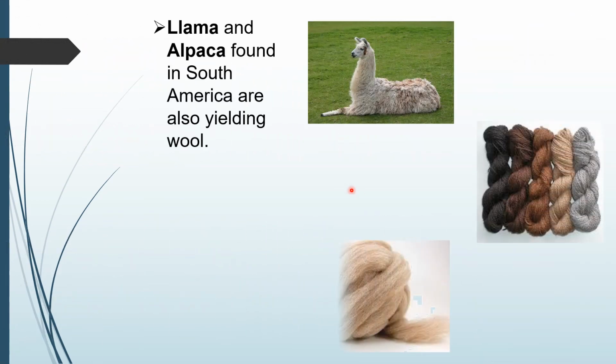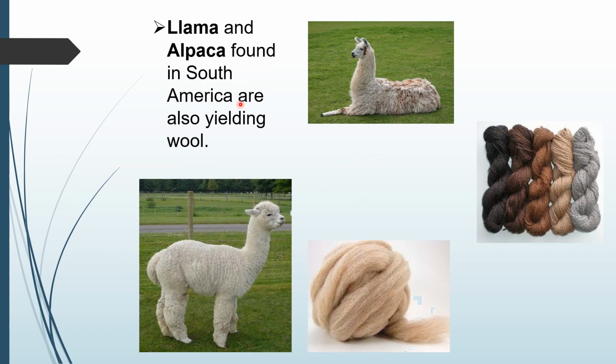Other two sources are llama and alpaca, found in South America. These two animals are not common to us. This animal is the llama and this animal is the alpaca, and they are found in South America. From these animals also we get wool. From llama we get this wool, and from alpaca this wool. Today we learned about animal fibers, the first one being wool, and the animals that yield wool.